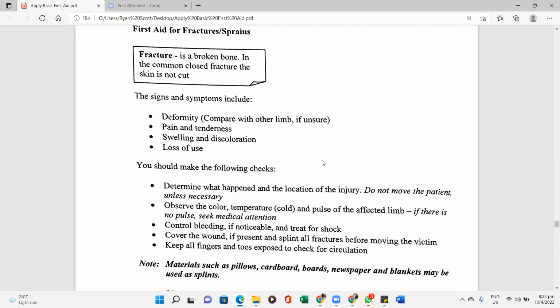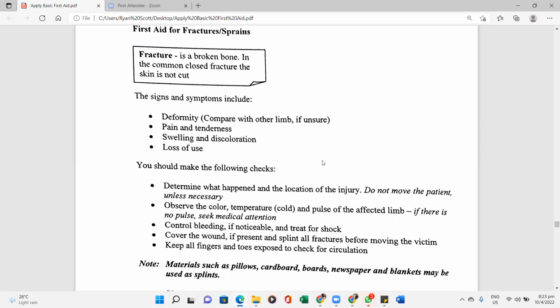Observe the color, temperature, and pulse of the leg. If there is no pulse, then you have to call an emergency. It's an emergency if you're not feeling any pulse in the leg. And what is going to happen is that the blood supply is going to be cut off, and then the leg can go dead, and they may lose their leg, right?